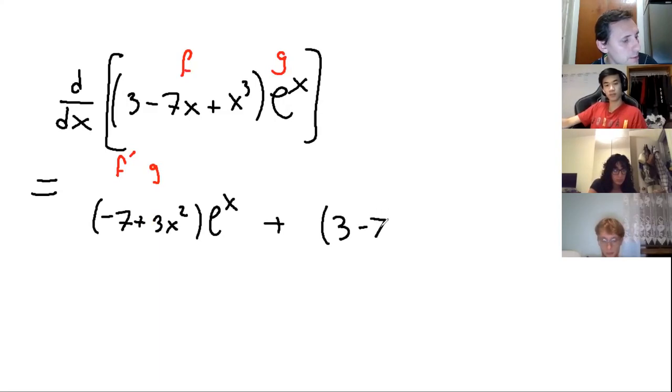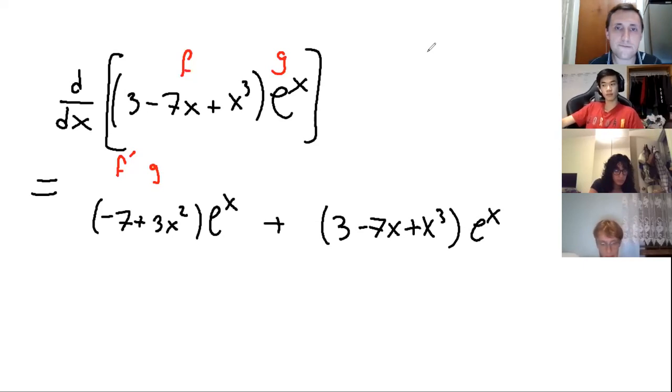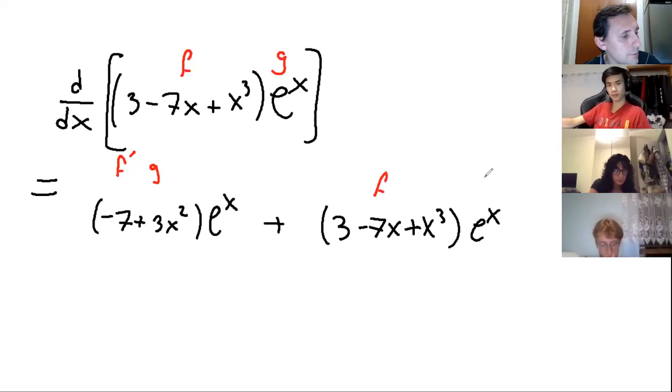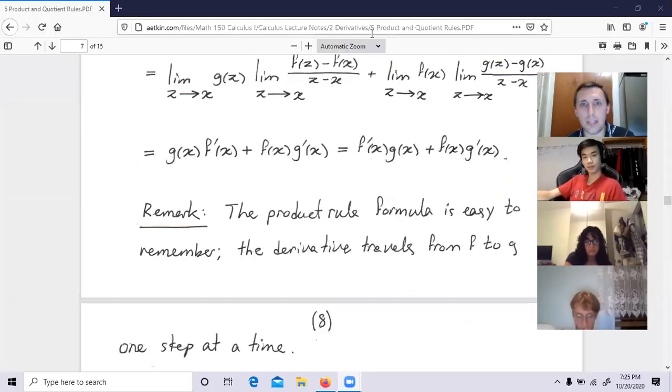I keep it as it used to be. So 3 minus 7x plus x cubed multiplied by the derivative of e to the x, which ends up being still the same thing. So that's here simply f times g prime that I have. Good? Okay. Let's return to the text.